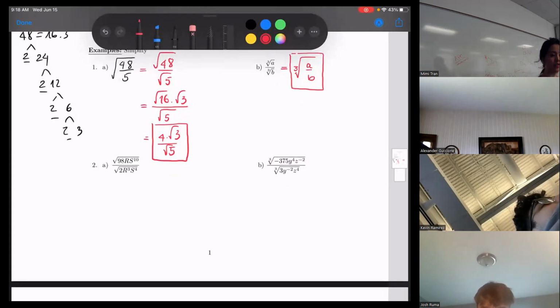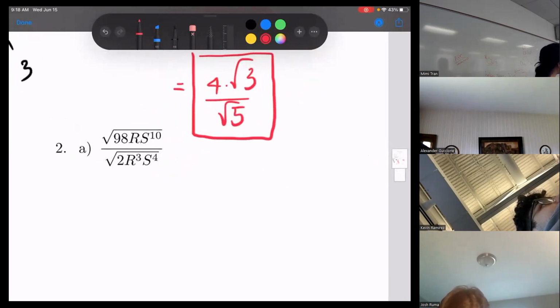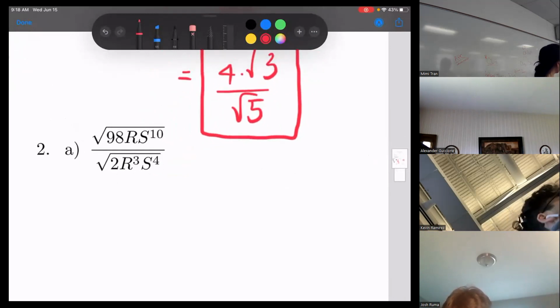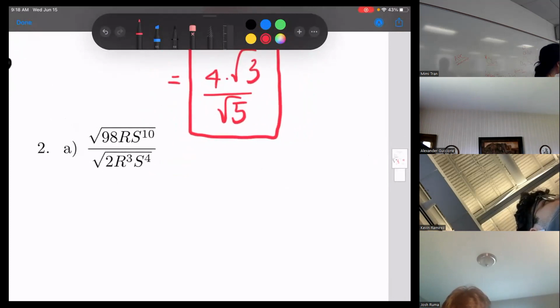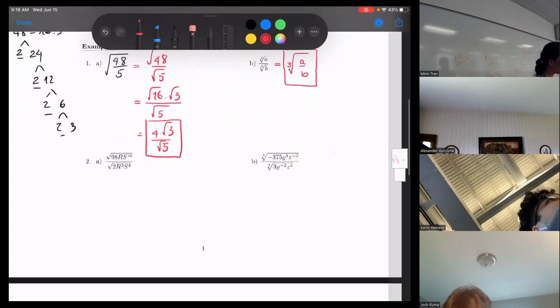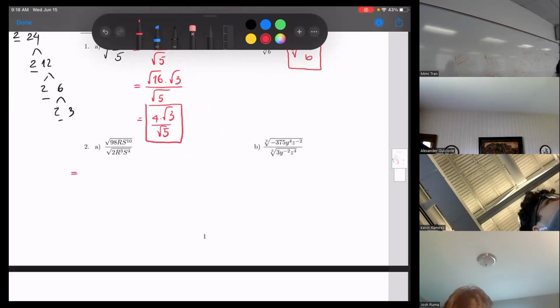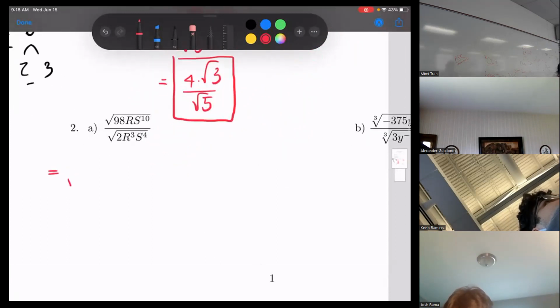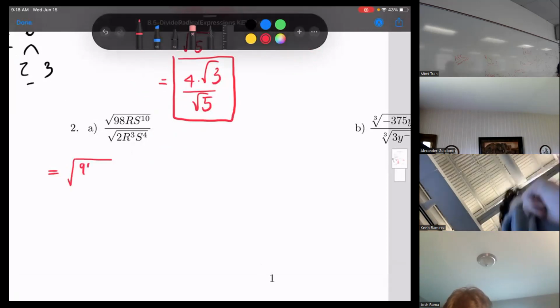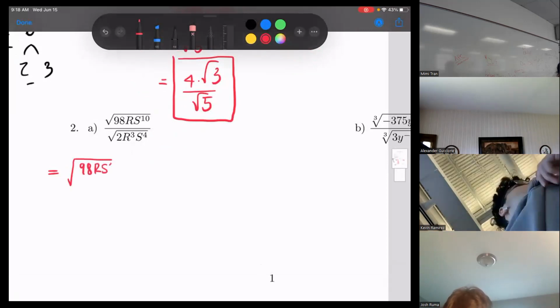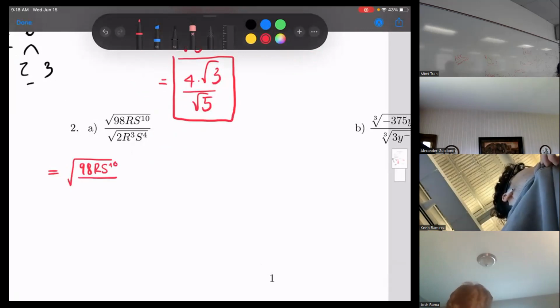I'm going to put it together first. Why do I put it together? I see 98 in the numerator and 2, there's a common factor with the 2, right? R to the first and R cubed on the bottom, and then S to the 10 and S to the 4. Those can simplify. You can do it later, but if I was you, I'd do it right now. So I want to simplify as much as I can. I'm going to put it under one root: 98 R S to the 10 over 2 R cubed S to the 4.